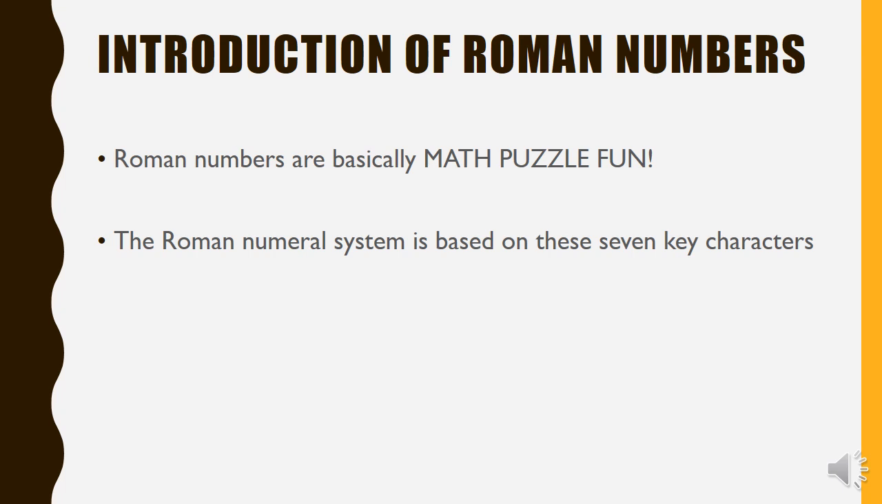Roman numbers are basically math puzzle fun. It is an ancient Roman numbering system which is based on just 7 key characters and still in use today. These 7 key characters are I, V, X, L, C, D and M. What are their values? We'll see that later.